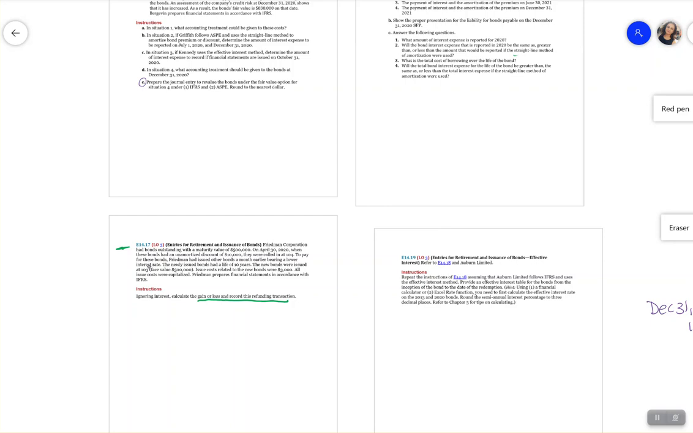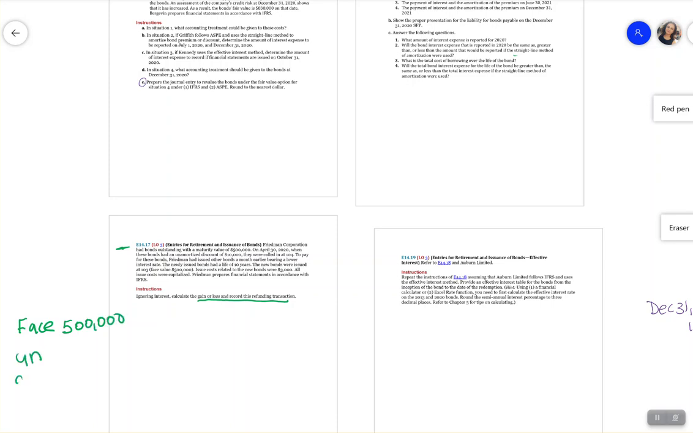Friedman Corporation has a bond outstanding with a maturity value of 5 million. So we know the face value of the bond is 500,000. On April 30th, 2020, the bond had an unamortized discount of 10,000. In this question, they told us the unamortized discount. Then you take the face value of the bond, which is 500,000.